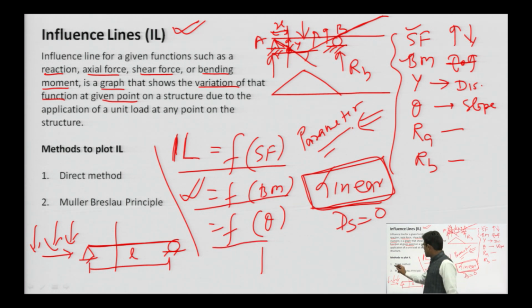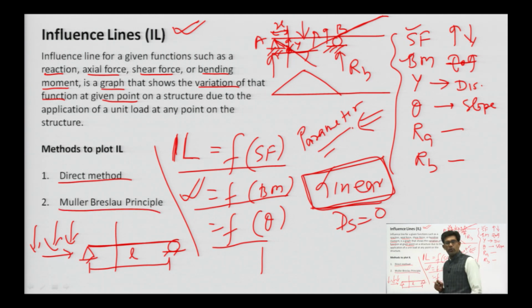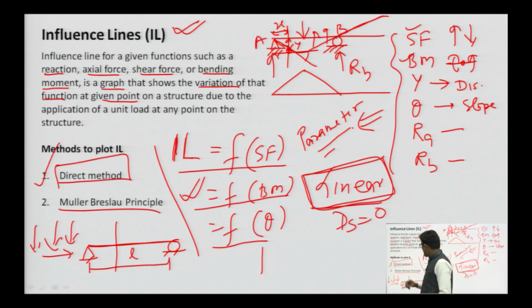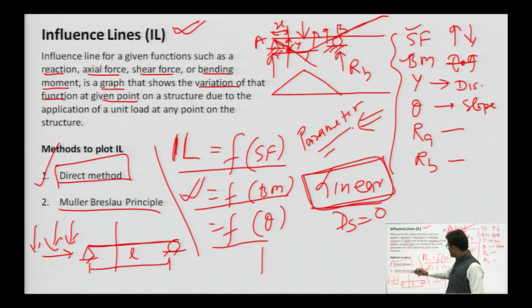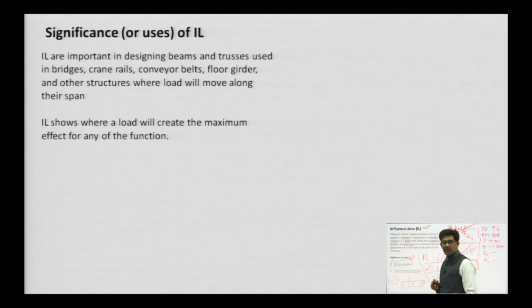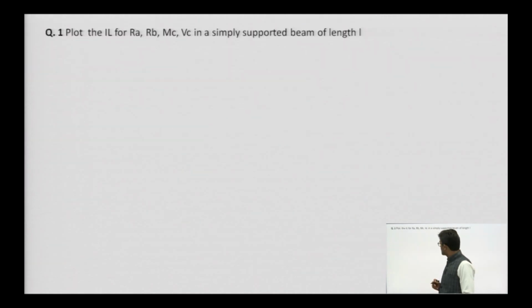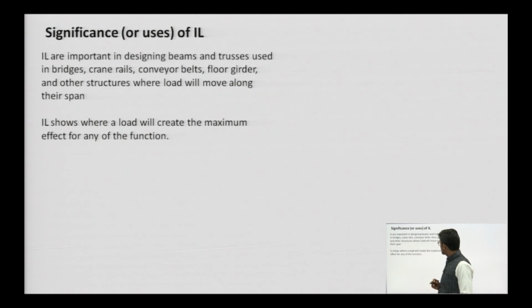We have two methods: the direct method and the Mueller-Breslau principle. Today I am going to discuss the direct method for plotting the influence line. Direct method means using the equations of static equilibrium.